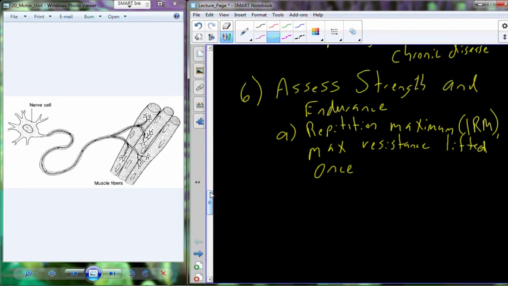So maybe you do a 1 rep max for bench press to measure pectoralis major strength, and you do a bicep curl or a preacher curl to measure biceps, or a hip sled to measure quadriceps strength. So you do this for a variety of different muscle groups and figure out what's the maximum load or resistance that can be lifted just a single time.